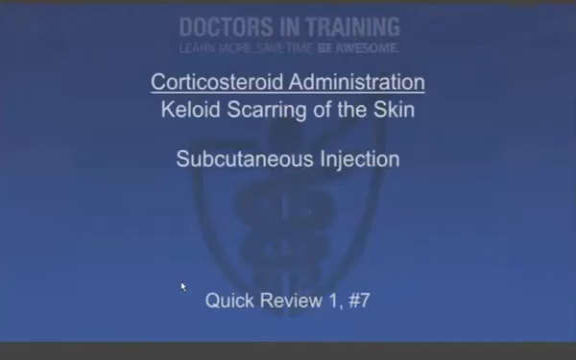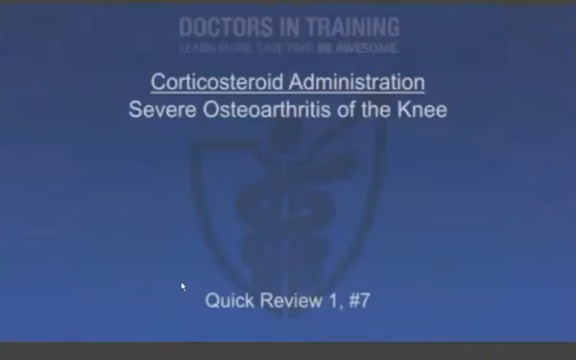So keloid scarring of the skin. This is where you have a lot of collagen deposition, typically in the upper chest, face, and earlobes as common locations. So corticosteroids can inhibit the deposition of collagen and reduce the size of that keloid scarring. This is a subcutaneous injection, so you can subcutaneously inject corticosteroids into the keloid. Systemic administration, oral administration, is not going to help. You need to get it right to the place where the problem is in this instance.